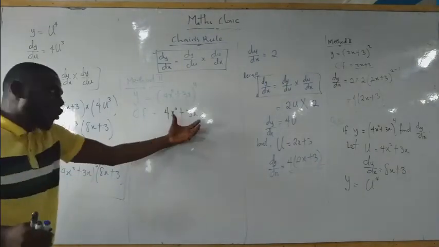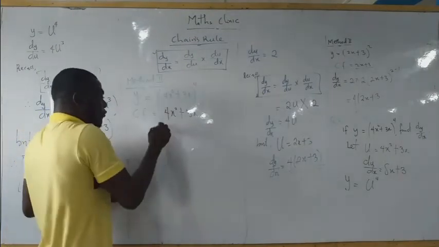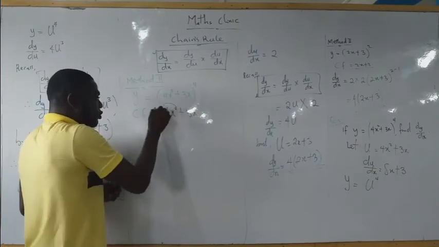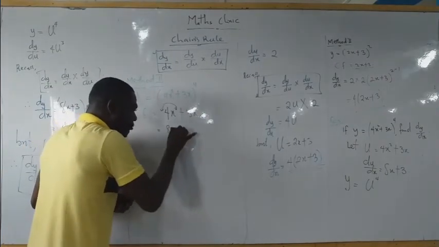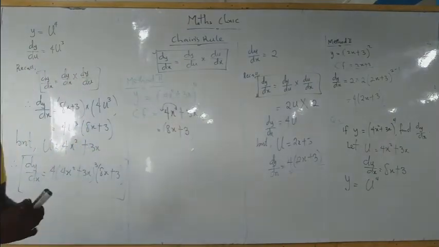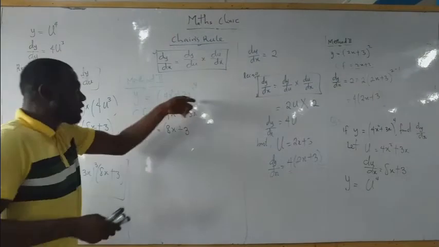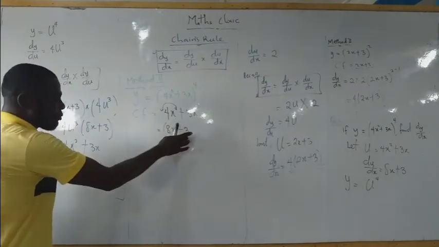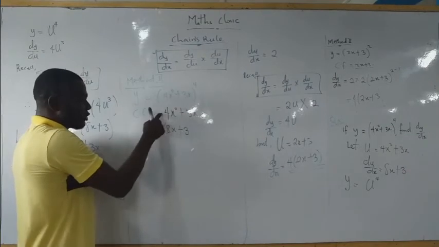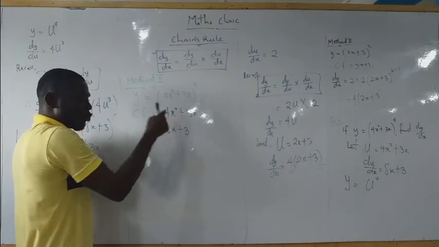So differentiate the core function. Find the derivative of the core function. The derivative of 4x squared plus 3x will be equal to 8x plus 3. Take note, this is the derivative of the core function, that is 8x plus 3. To differentiate this is very simple. I've explained this. Take this 2 to the front, that becomes 4 times 2, that's 8. Take away 1 from the power, that becomes 1. Isn't it?